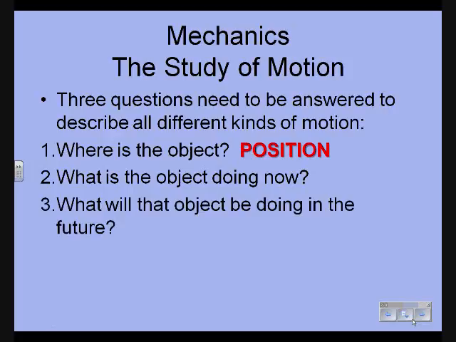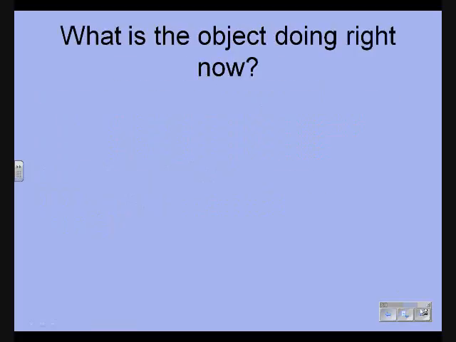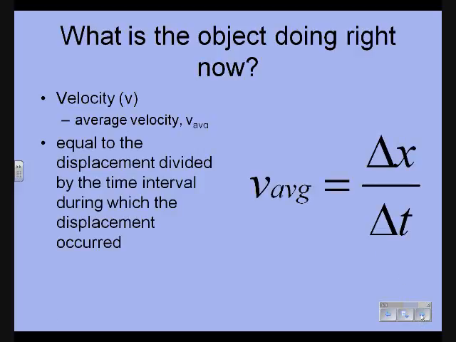The third question, what will that object be doing in the future, is a little bit down the road, for another time. But let's talk about the answer to that second question: what is the object doing now? The answer is called velocity, or average velocity, and we use the letter V. Sometimes you'll see the AVG subscript on it, but definition-wise, the velocity is equal to the displacement divided by the time interval during which that displacement occurred. So V average is equal to delta x over delta t, the change in position over the change in time.